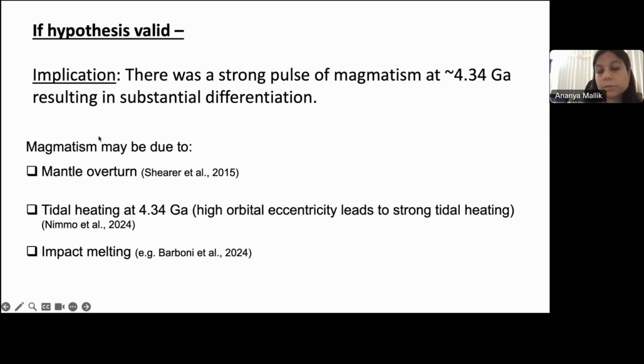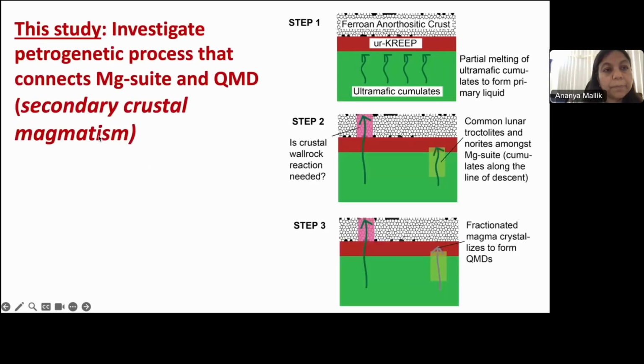But no matter what the source of magmatism is, in this study what we investigate is, if we have a partial melt from the upper mantle, whether that partial melt crystallization can actually connect the Mg suite and the QMD, and in turn, if that's a petrogenetic process that we can use to explain secondary crustal magmatism.